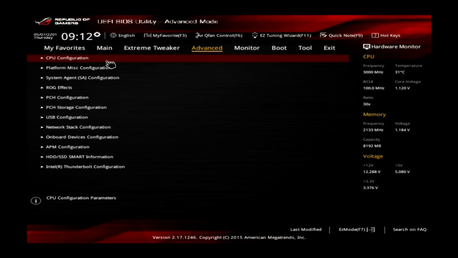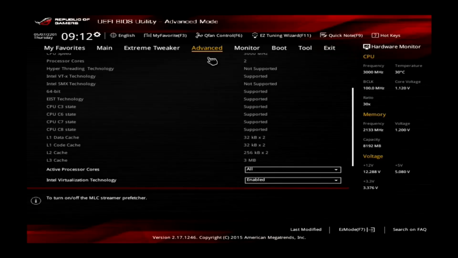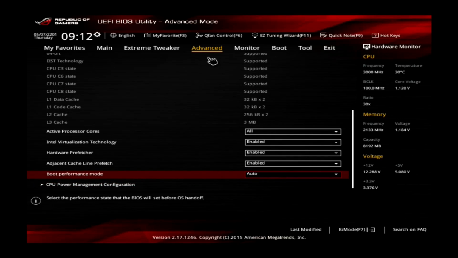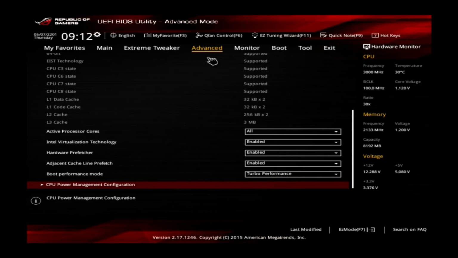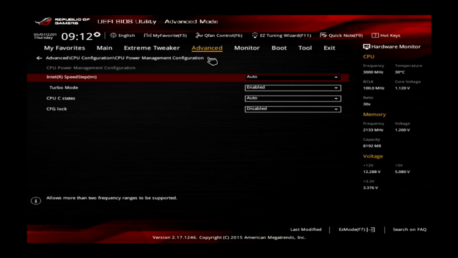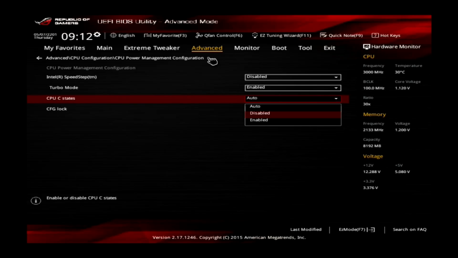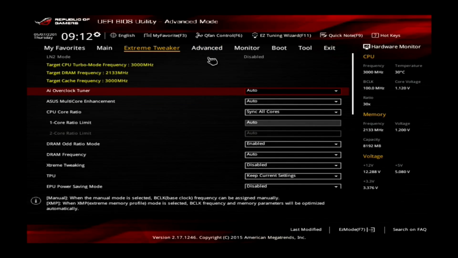Okay, before we can start overclocking, we have to do some settings first. Go to Advanced CPU Configuration and go to Boot Performance Mode, set this one to Turbo Performance. Afterwards, go to CPU Power Management Configuration and set SpeedStep to Disabled and also the CPU C-States to Disabled.